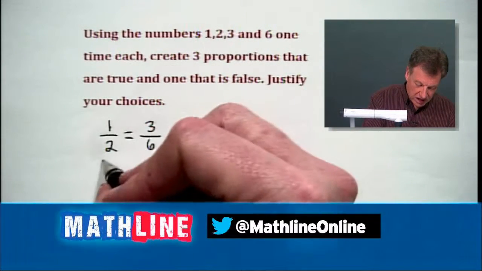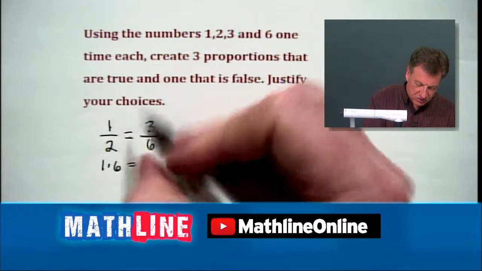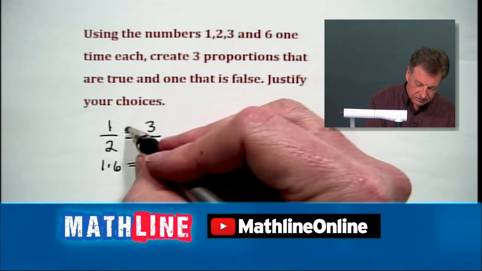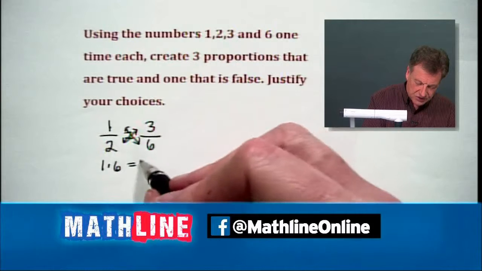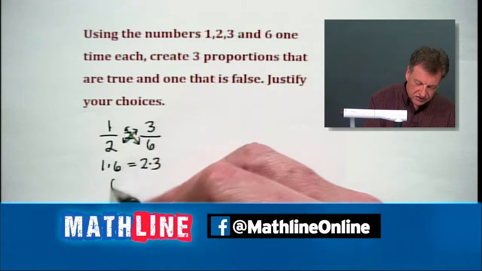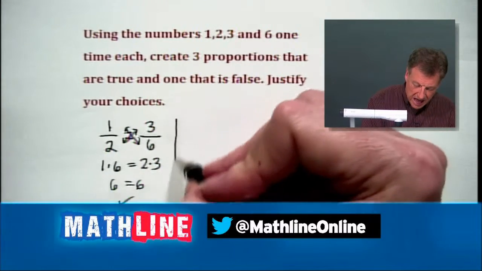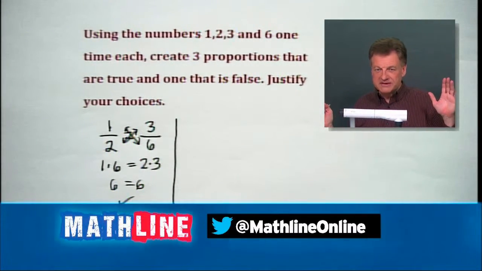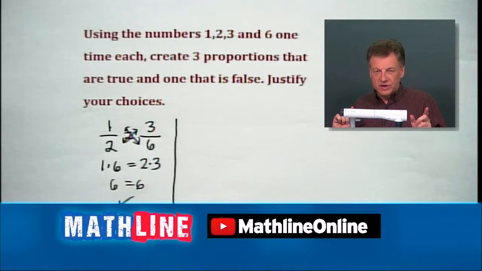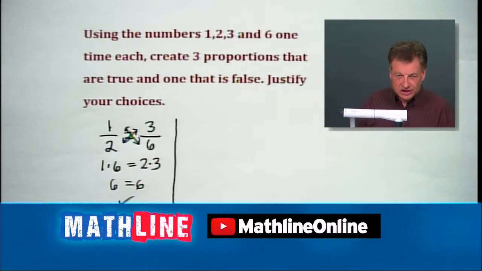Here we go. 1 times 6 does equal, notice how I'm doing that, 2 times 3. You get 6 equals 6. Life is good, folks. There we go. All right. Now, got to mix them up a little differently. 3 different proportions here.